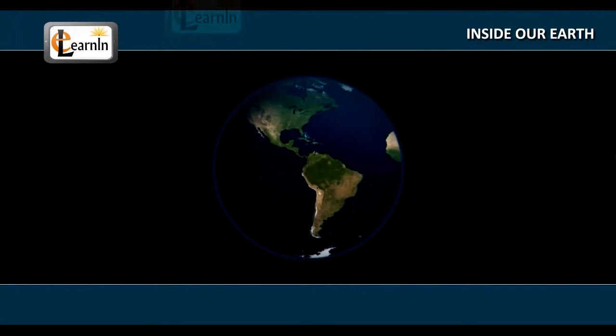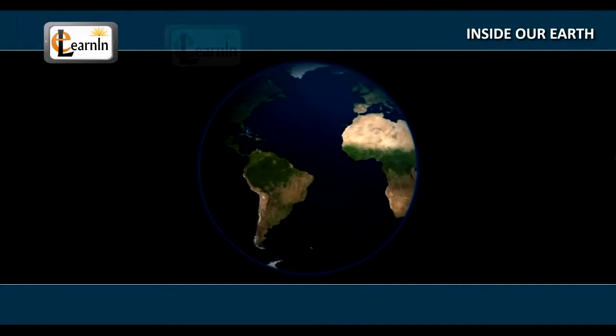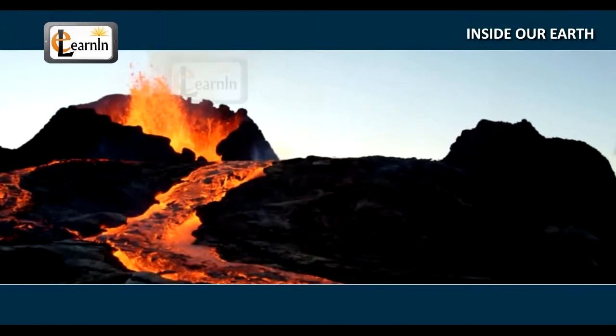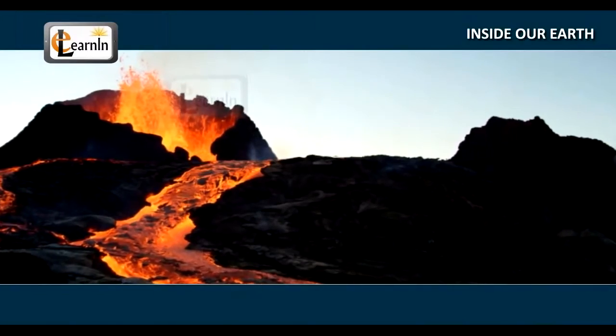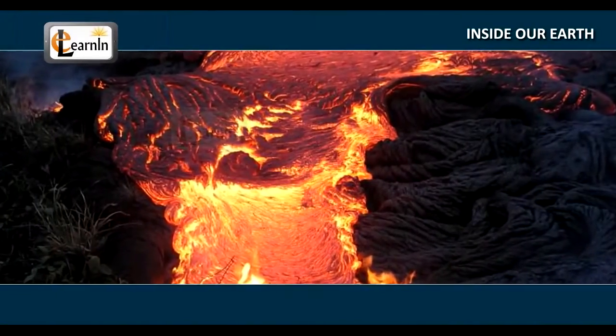Inside our Earth. Interior of the Earth. The Earth, our home planet, is a dynamic planet that undergoes a lot of changes inside and outside, especially in the deepest interiors.